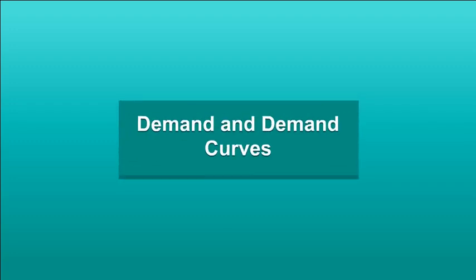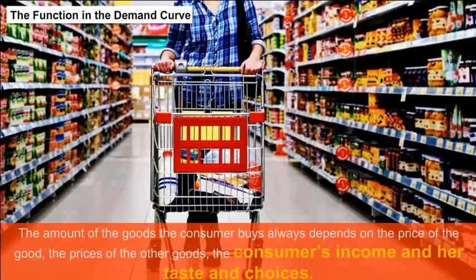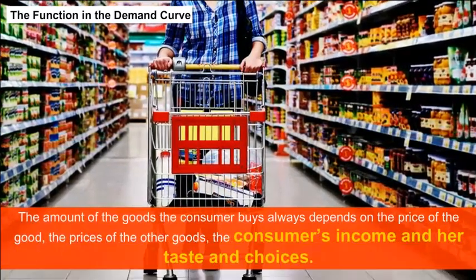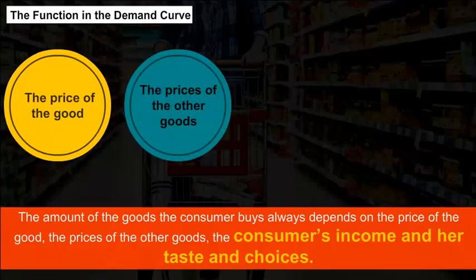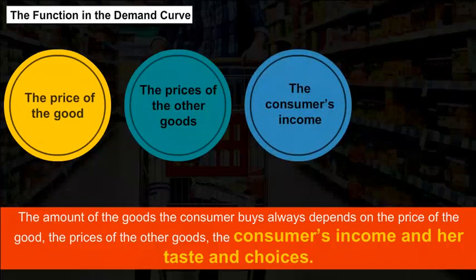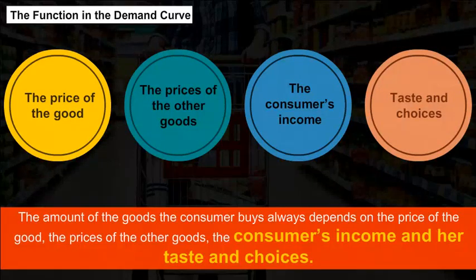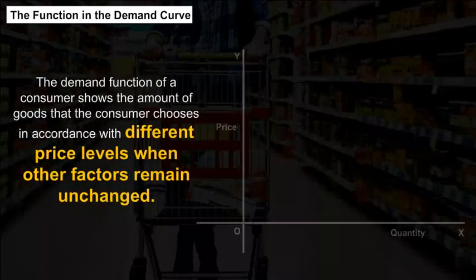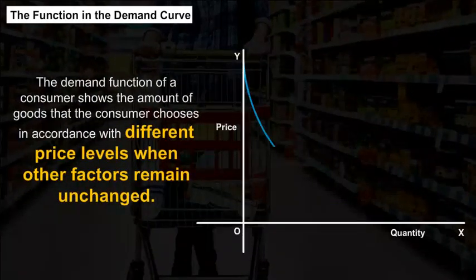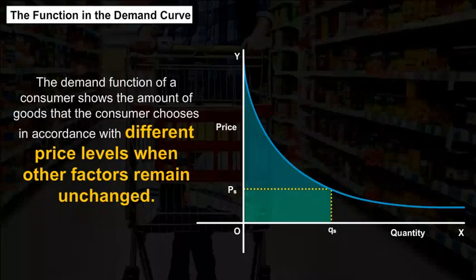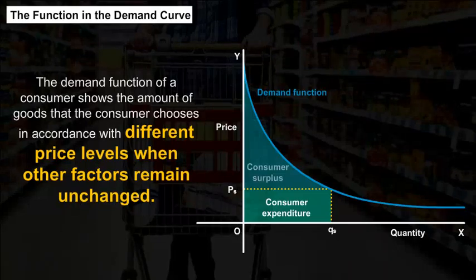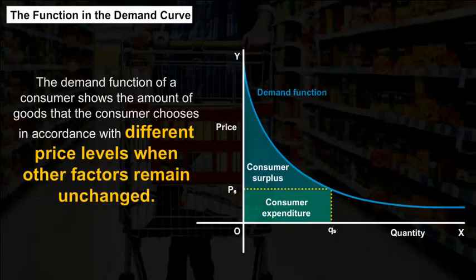Demand and demand curves. The function of the demand curve. The amount of a good the consumer buys always depends on the price of the good, the prices of the other goods, the consumer's income, and her tastes and choices. The demand function of a consumer shows the amount of goods that the consumer chooses in accordance with different price levels when other factors remain unchanged.